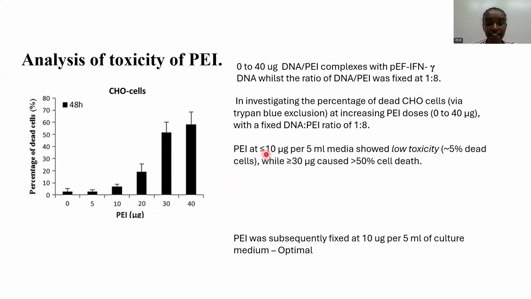However, PEI at less than or equal to 10 microgram per 5 ml showed low toxicity. So with this experiment, they were able to postulate that PEI fixed at 10 microgram per 5 ml could possibly be optimal for ensuring proper transfection without causing toxicity to cells and causing unregulated death of cells.